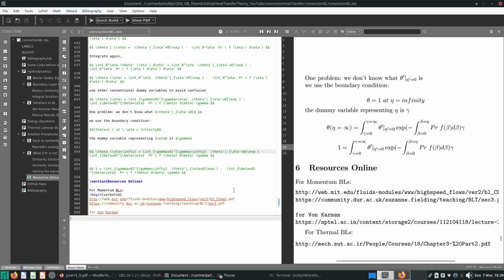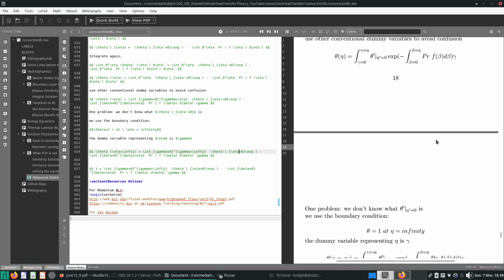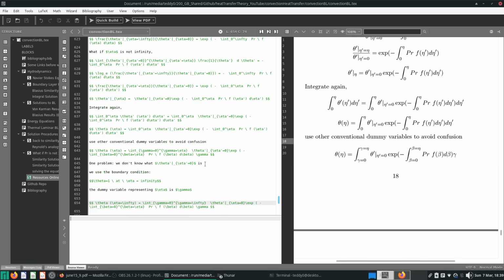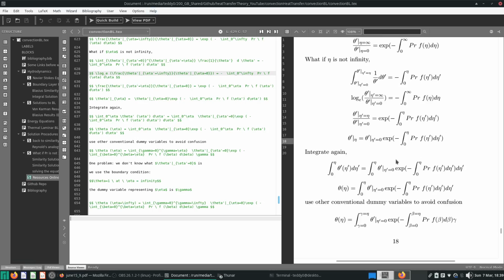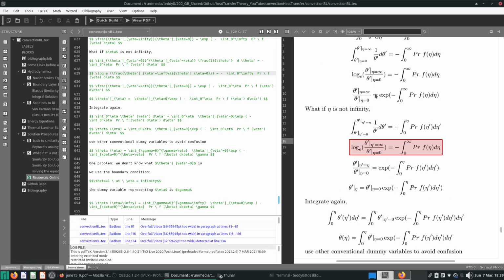Having so many dummy variables is pretty confusing. Okay. So anyway, here we can just put eta equals 0 because that's a standard boundary condition. I'm not going to put eta prime equals 0 anymore. Here, and one more here.